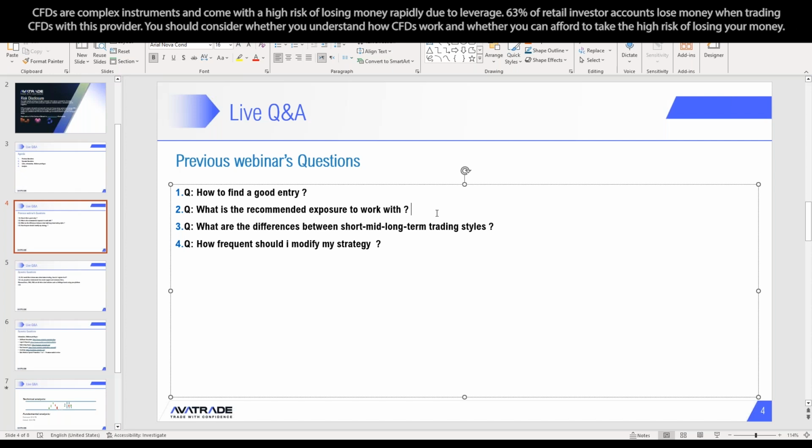And how frequently should I modify my strategy? That's the fourth question, and exactly the type of question we love the most. Why? Because that question depends on the trader. It's always about how available I am and how professional I am. And if I'm not okay, well, we'll get to that. Let's see what we should begin with.